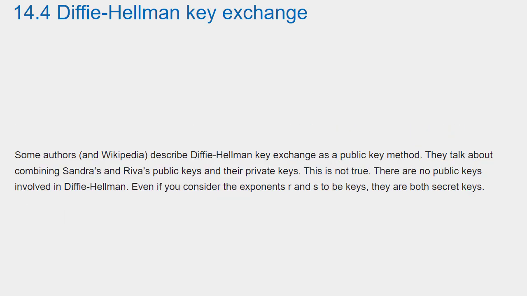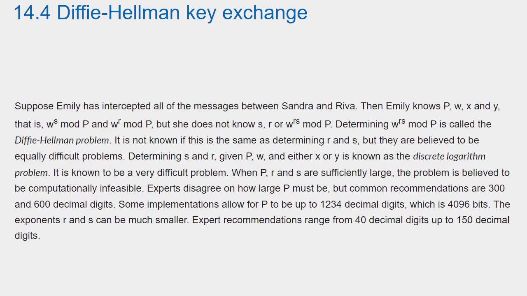Some authors, and Wikipedia, describe Diffie Hellman key exchange as a public key method. They talk about combining Sandra's and Riva's public keys and their private keys. This is not true. There are no public keys involved in Diffie Hellman. Even if you consider the exponents r and s to be keys, they are both secret keys.